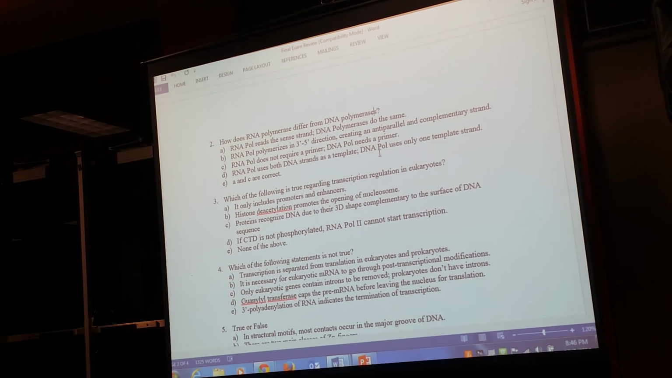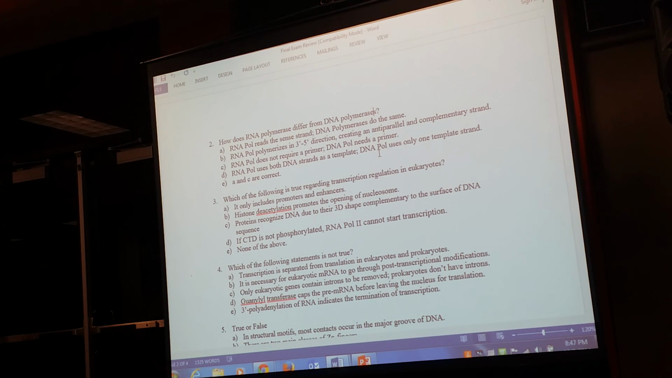RNA polymerase polymerizes in the 3' to 5' direction, creating an anti-parallel and complementary strand. Almost correct. Polymerizes in the 3' to 5' direction? No, that's not correct. RNA polymerase does not require a primer. DNA polymerase requires a primer. True. That is true. RNA polymerase uses both DNA strands as a template. DNA polymerase uses only one template strand.